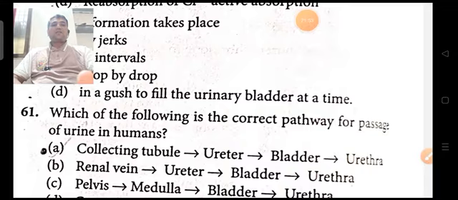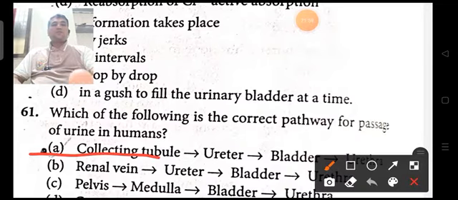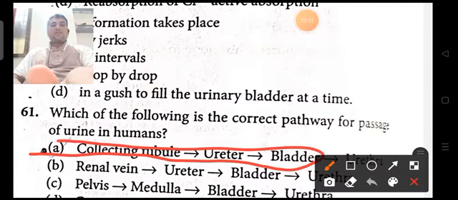Next, which of the following is the correct pathway for passage of urine? Already you know that: collecting tubule to ureter, ureter to bladder, bladder to urethra. So this is the answer for that question, A.